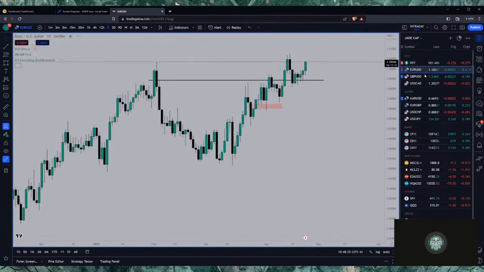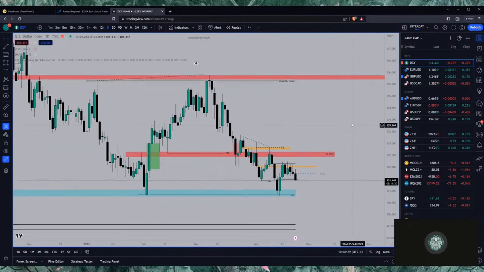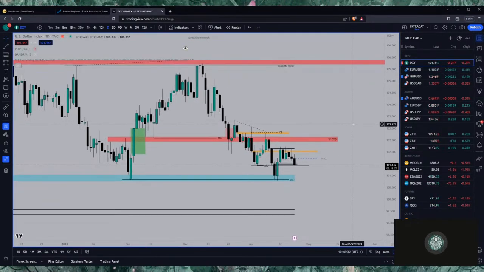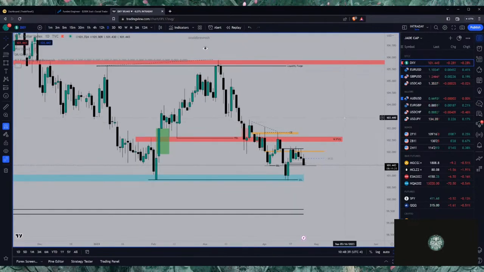I mean, the euro had a nice pop today, right? But again, for those longer term firms, just understand the risk parameters of that specific firm that you're trying to take a challenge with. Shorter term firms, like FTMO and The Funded Trader, where you're only getting 30 days to pass a challenge, you're going to have to press your risk a little bit. The 1% on phase one, right? And then maybe 0.5% to 1% on phase two.